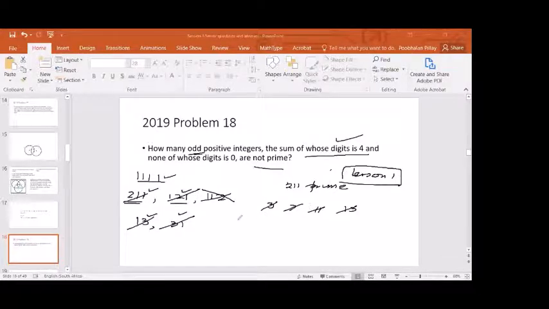So the only ones which survive are 1, 1, 1, 1 and 1, 2, 1. So the question is how many odd integers? And the answer is 2. There are only 2 such numbers. They're not asking for what they are. They want to know how many are there. So the answer is 2. Okay, so that's problem 18.